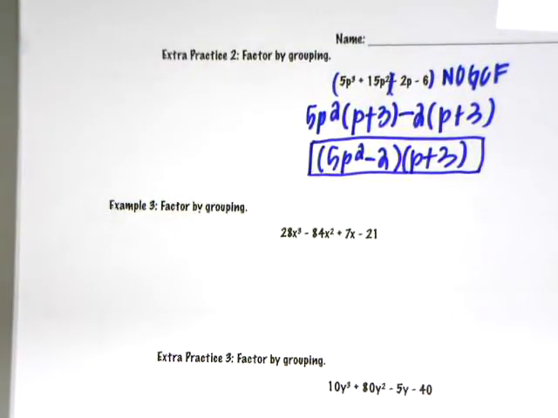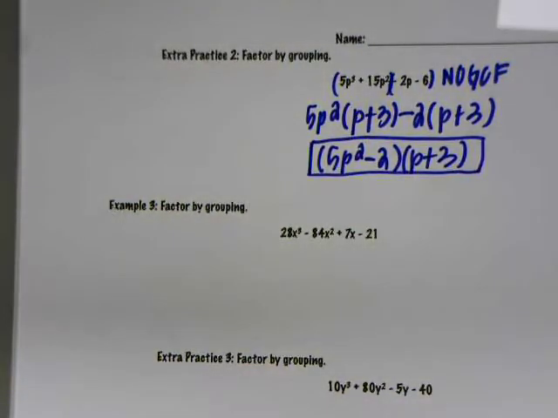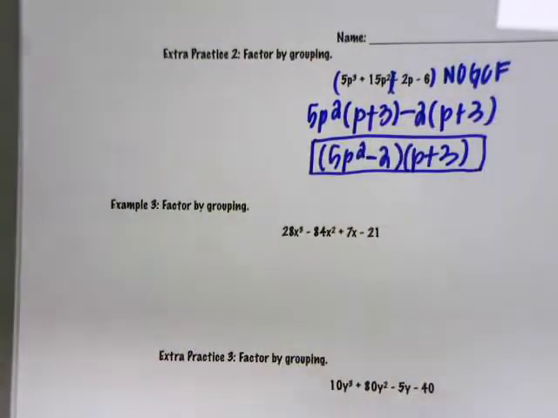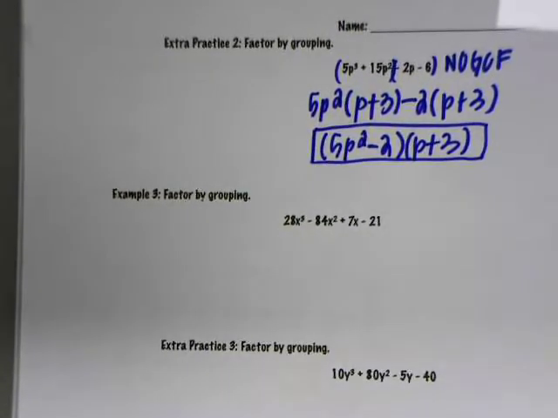Everyone good on that? I think you already went over this, but why is it plus 3? Because when you divide out the negative 2, it's going to turn the negative 6 into a positive 3. Does that make sense? Okay. All right, next one.